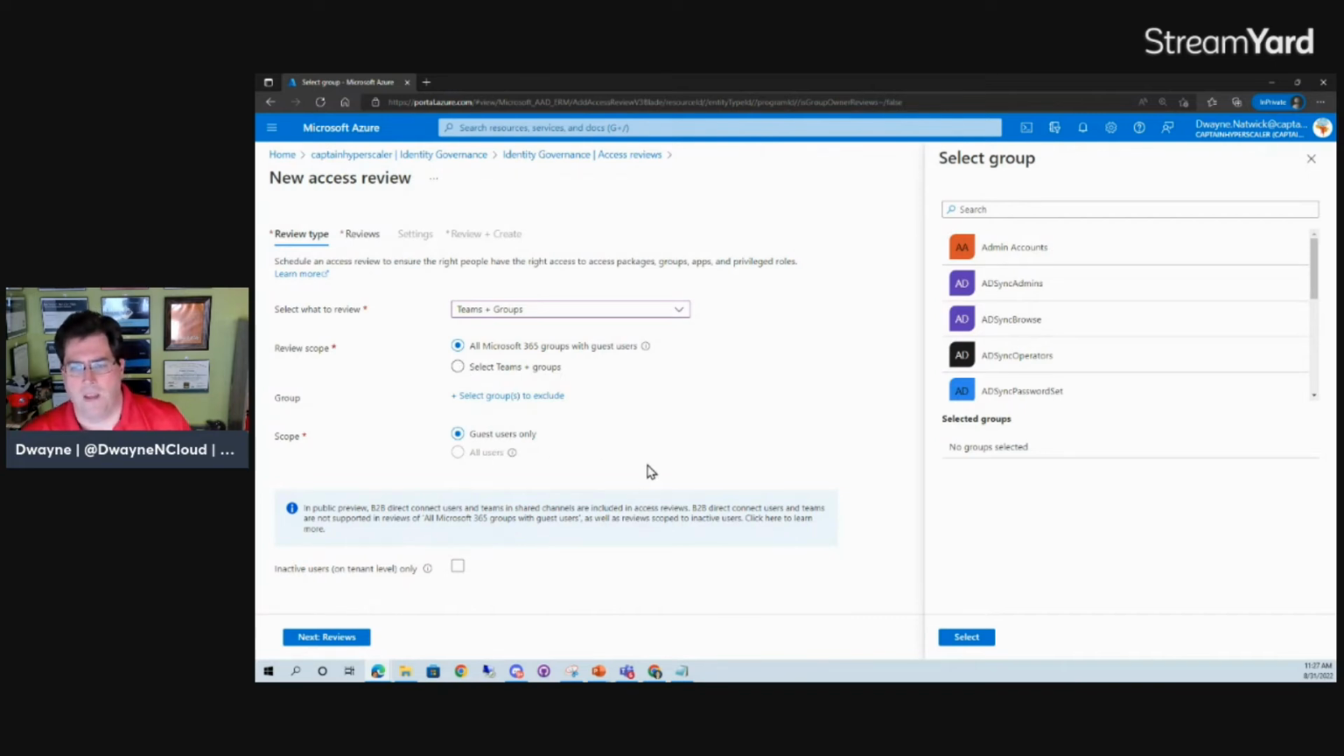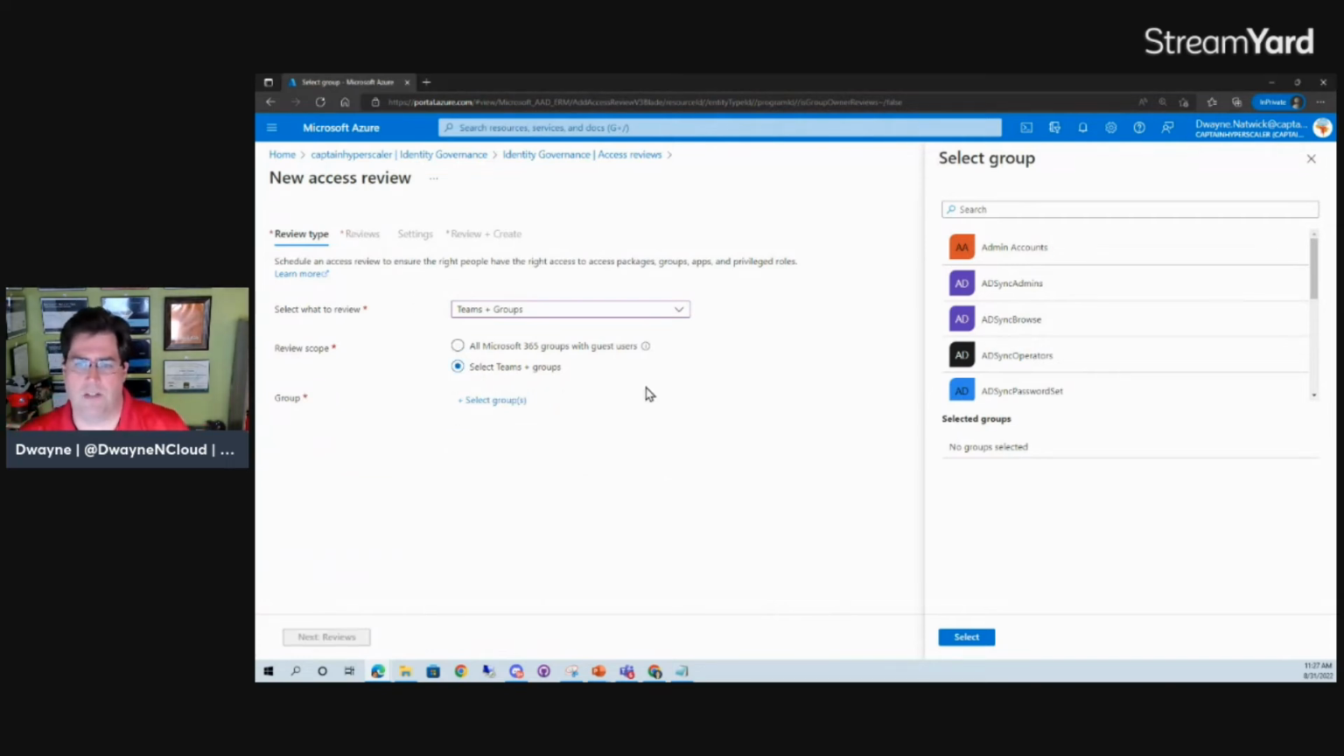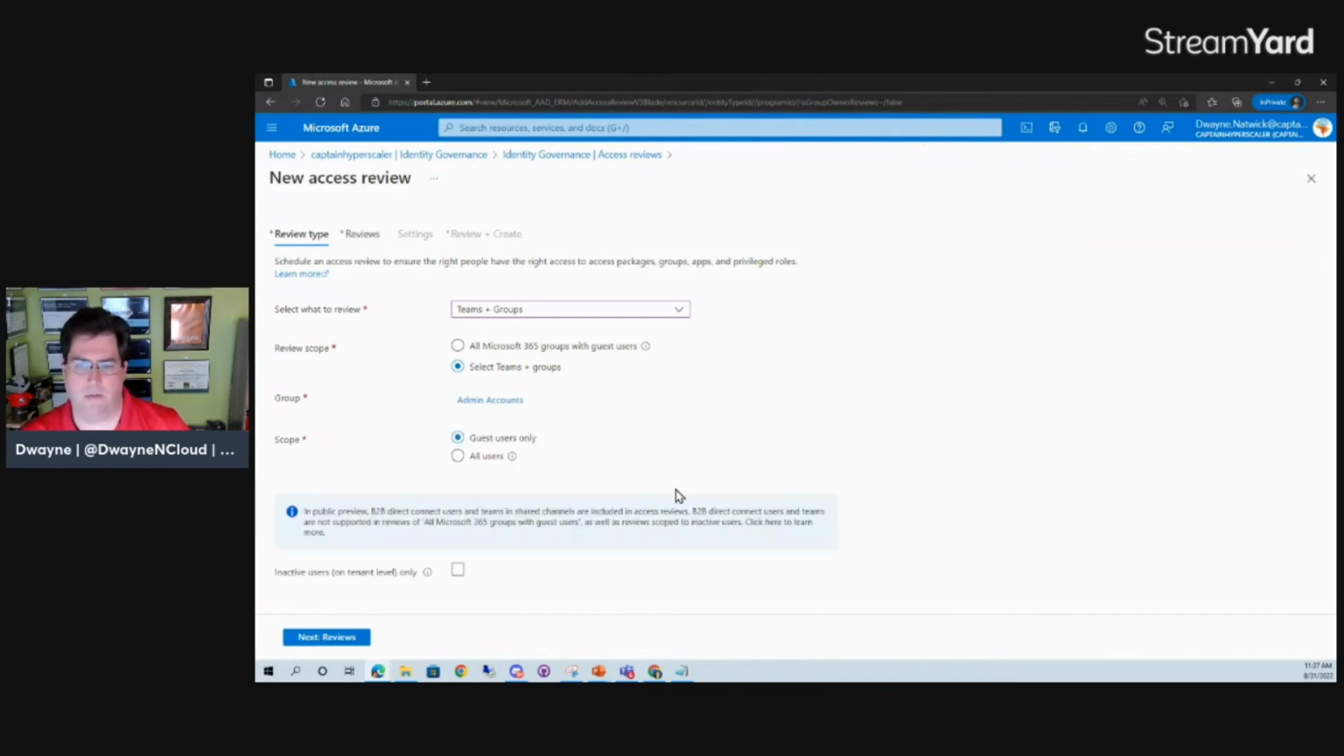So multiple groups, and we'll talk in the next demo about setting up a methodology around this and setting up specific review programs. But for this particular one, we're just going to set up a straight-up group. I'm going to stick with select teams and group, and I'm going to set my admin accounts here. So I've got it set to my admin accounts, and here we can do all users within that group or just guest users within that group.